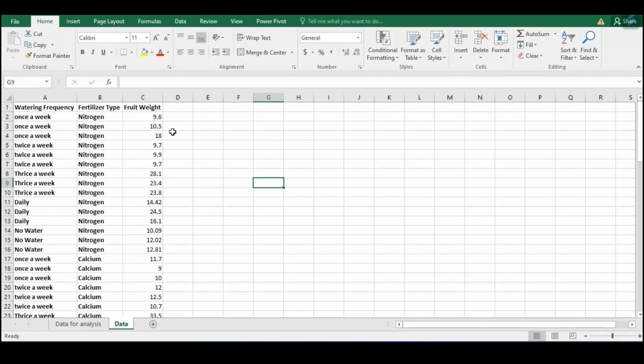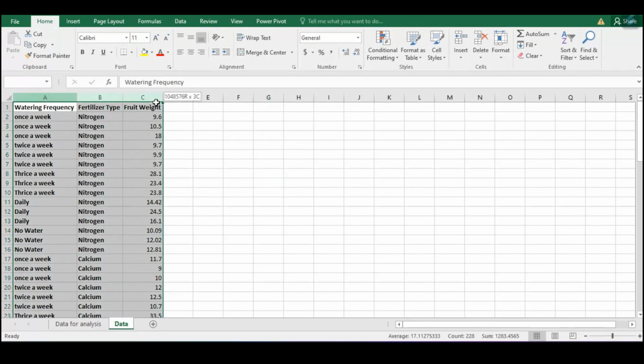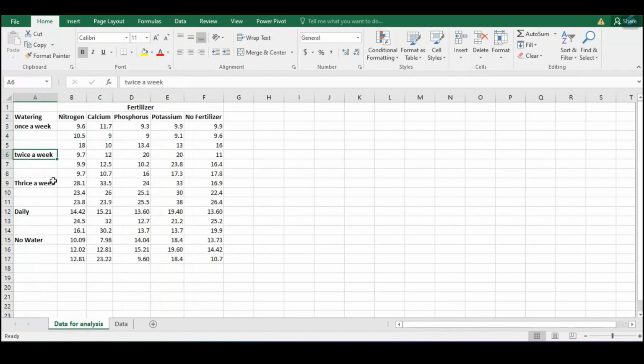So for us to do this analysis, remember what we had said earlier, Excel does not understand data when it is in this form. So you need to rearrange this data, and this is how we have arranged our data. We have put our fertilizer in the columns, and our watering frequency in the rows. So all data associated with watering once per week, that is for nitrogen, calcium, phosphorus, potassium, and no fertilizer, is all within this level.